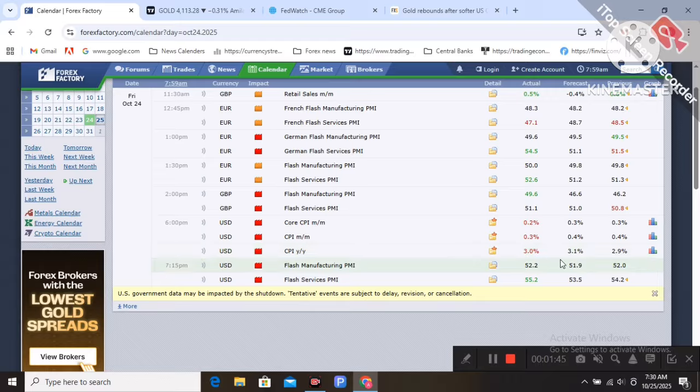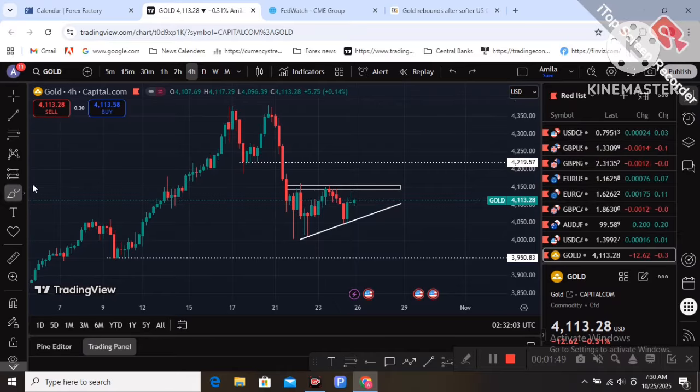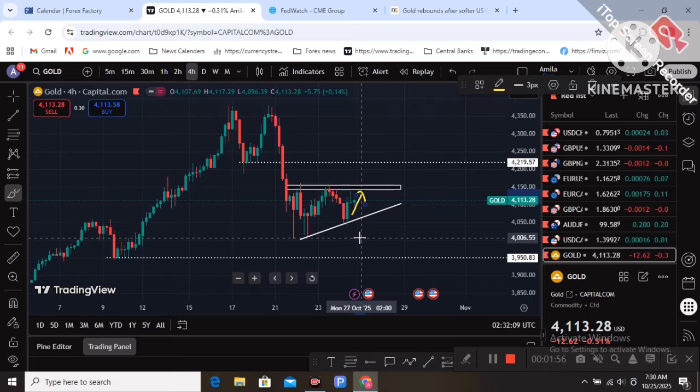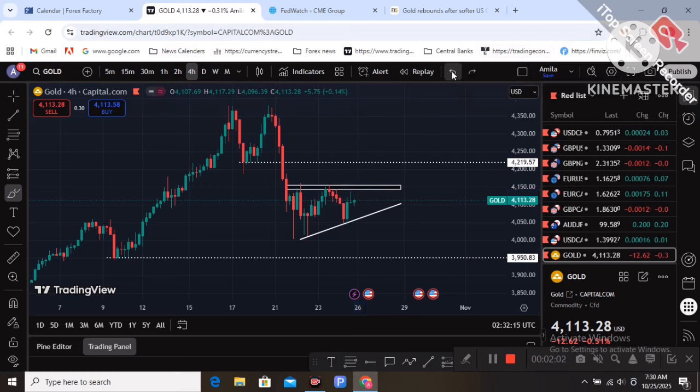Last Friday, you can see the gold price saw demand again. The reason is that inflation did not increase to the central bank's 3.1% forecast. The actual figure is 3%. That helped the gold price see demand again in last Friday's New York session. You can see the price demand on last Friday.